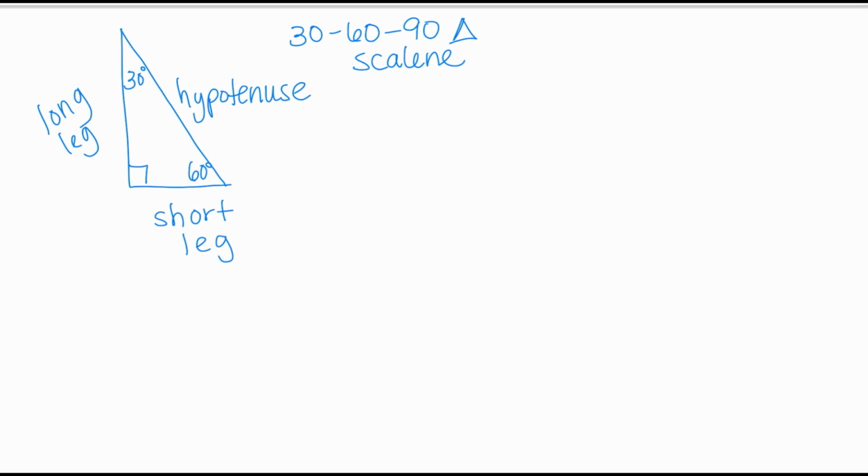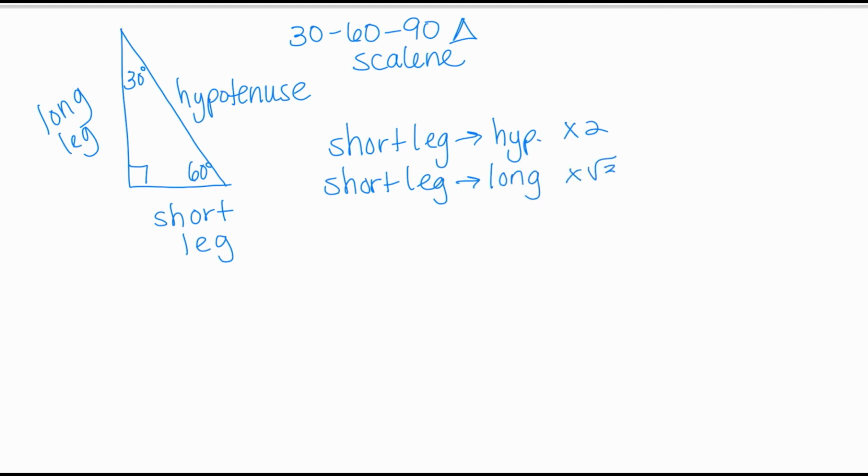The shortcuts are that to go from the short leg to the hypotenuse, you're going to multiply by 2. Whatever the short leg is, the hypotenuse is multiplied by 2. To go from the short leg to the long leg, then you're going to multiply by the square root of 3. So that would mean that this is x, x square root of 3, 2x. And this is the shortcut that you'll be able to apply to any triangle. So if I happen to know the short leg is 5, then the hypotenuse is 10, and this is 5 square root of 3.